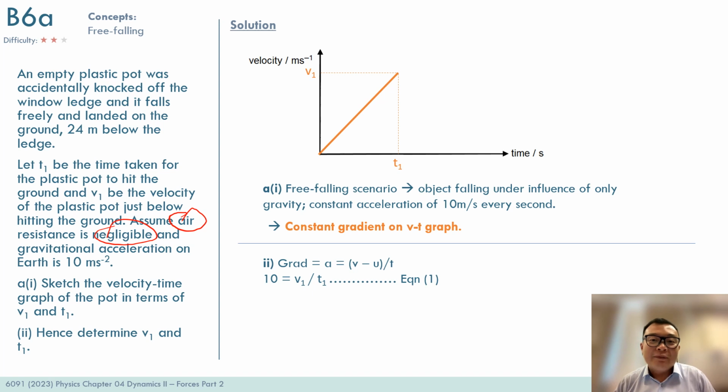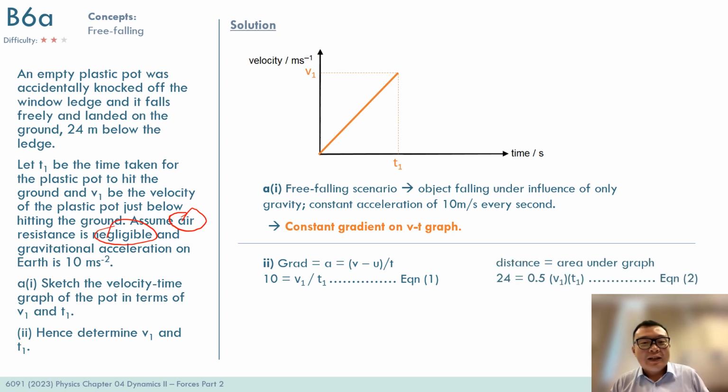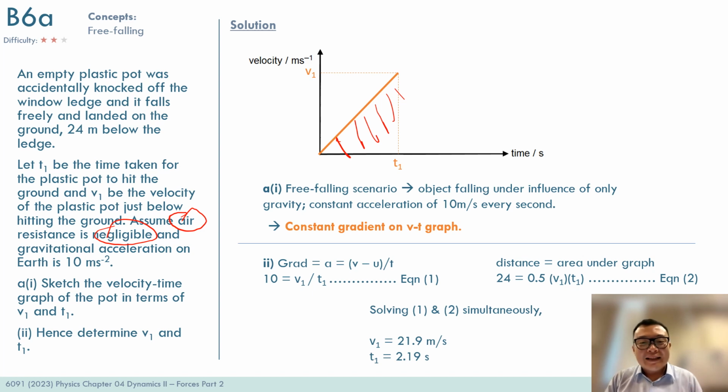We know that this is a free falling scenario, so the gradient is constant at 10 meter per second square. So set up our equation to measure the acceleration and equate it to 10. Next, we also know that the object travels a distance of 24 meters. So the area underneath this velocity time graph therefore must also be 24 meters. So we have now set up two equations. You can solve them simultaneously to get the answer.